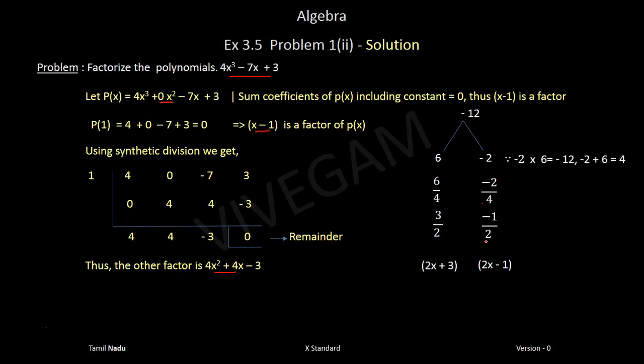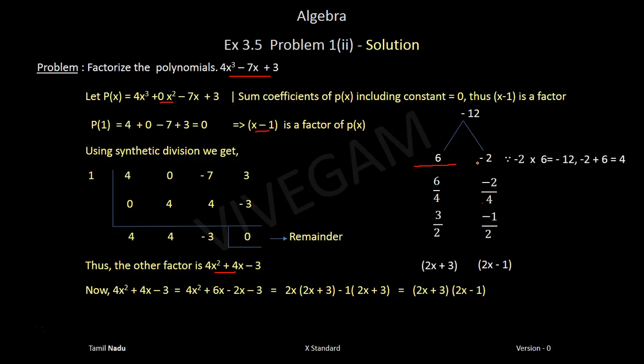Now we'll do it by the other method also. 12 is factorized in such a way that it is 6 into minus 2, where the subtraction of it gets you the coefficient of x, right? Which means this 4x must be written as 6x minus 2x, using these two coefficients. So 4x is written as 6x minus 2x.